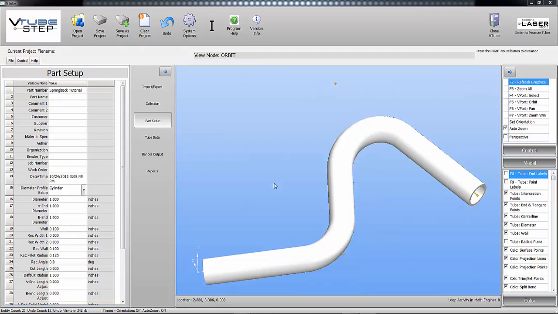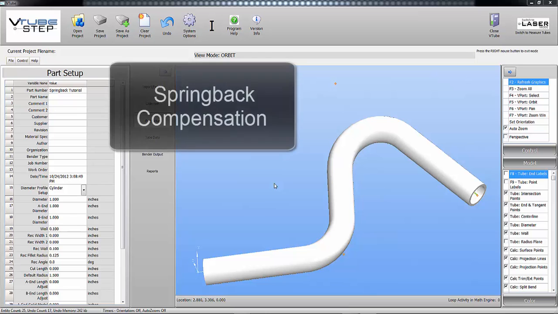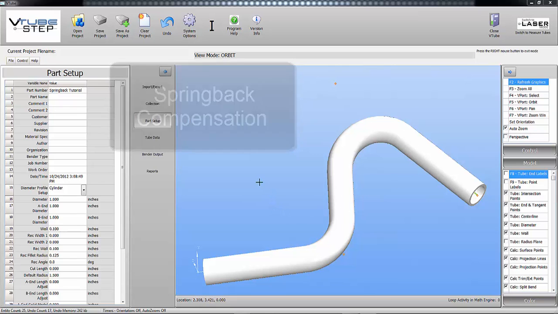This is a tutorial on how VTube-STEP and VTube-LASER can predetermine the overbend necessary in order to overcome springback, or as commonly referred to in the industry, springback compensation. Springback compensation has to do with anticipating what the bend angles should be on the bender in order to more quickly come to the right bend angle after the clamp and the pressure die and other dies have released the bend, because there's always some memory in the tube.